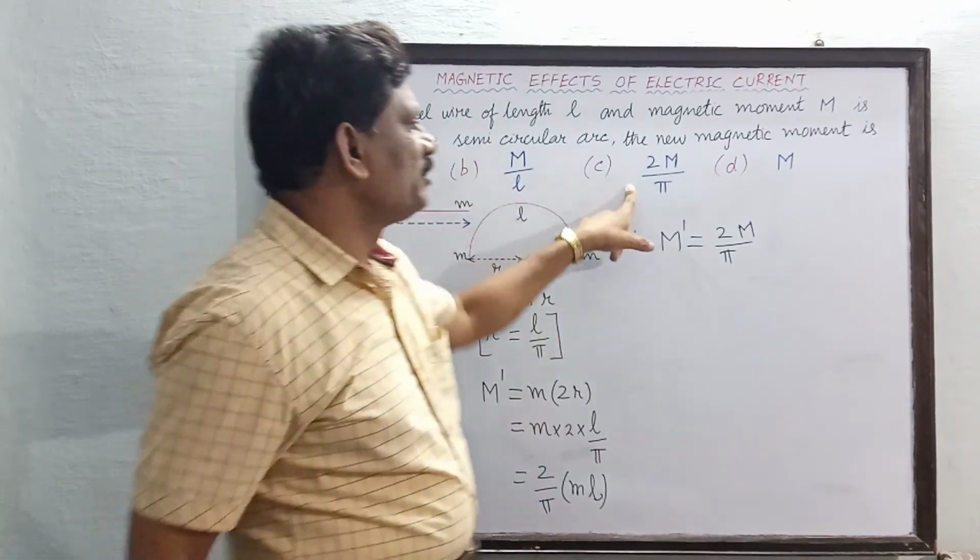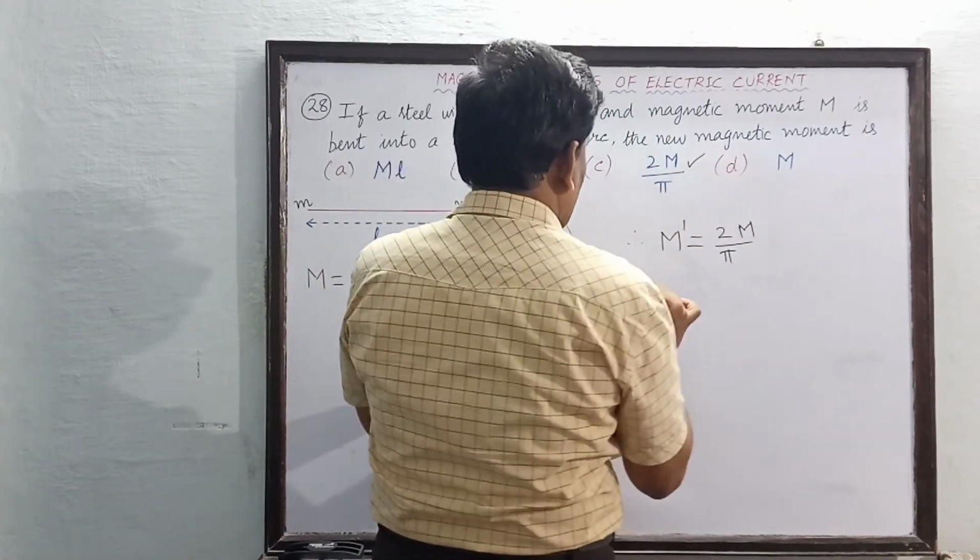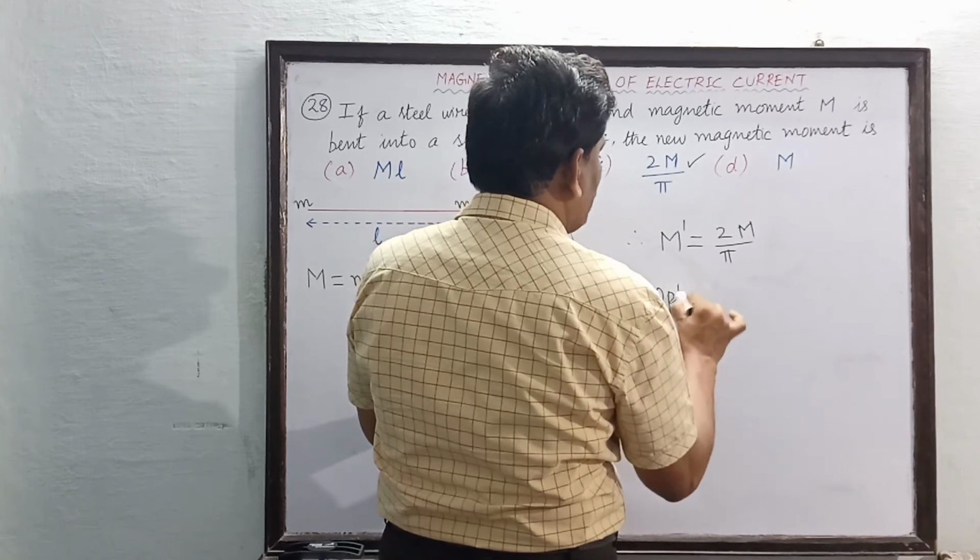So which of the following options is the correct answer? You see, option C is 2M by pi. Therefore, option C is the right answer.